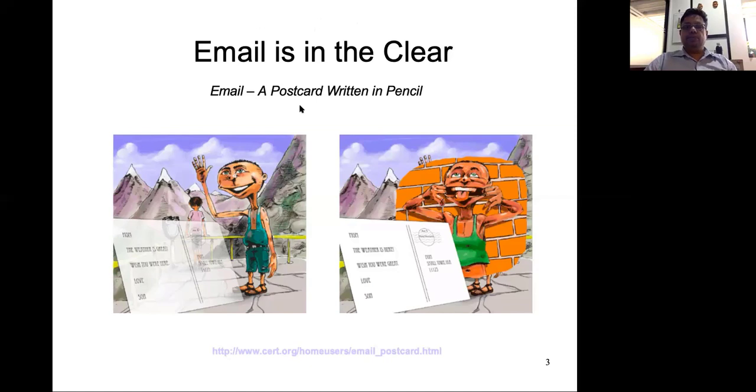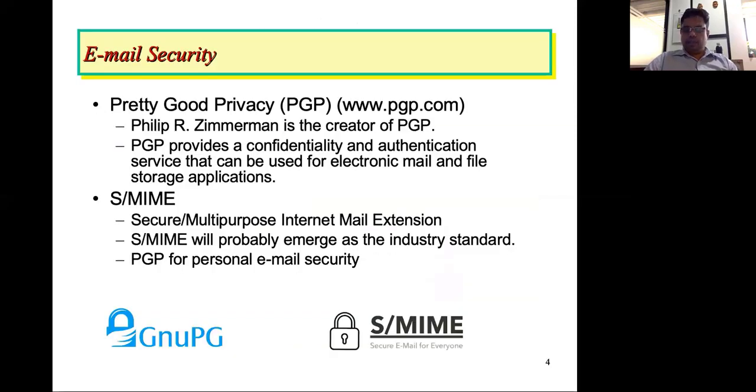So how do you improve that security? There are two standard protocols available to improve email security, which provide security for email communication. The first one is called PGP, Pretty Good Privacy. The other one is called S/MIME, Secure MIME.